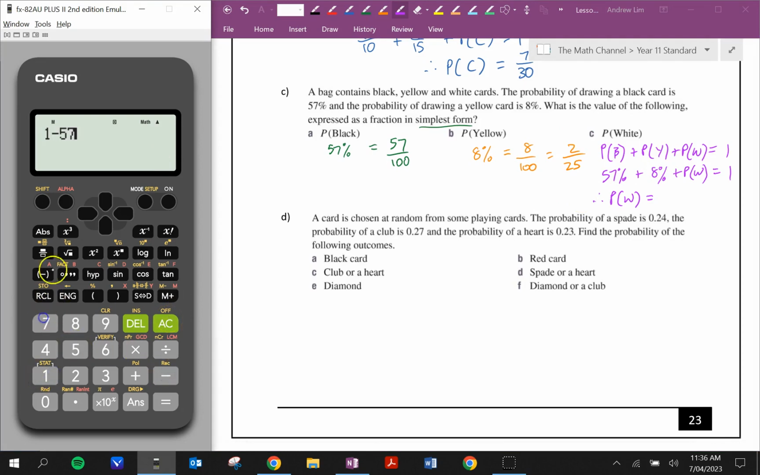So 1 minus 57% minus 8% is 0.35 or 35%. So it doesn't really matter. Okay, but here the question says as a fraction, so let's just press the S to D button. It's going to give us 7 out of 20. So let's just write that, 7 out of 20.